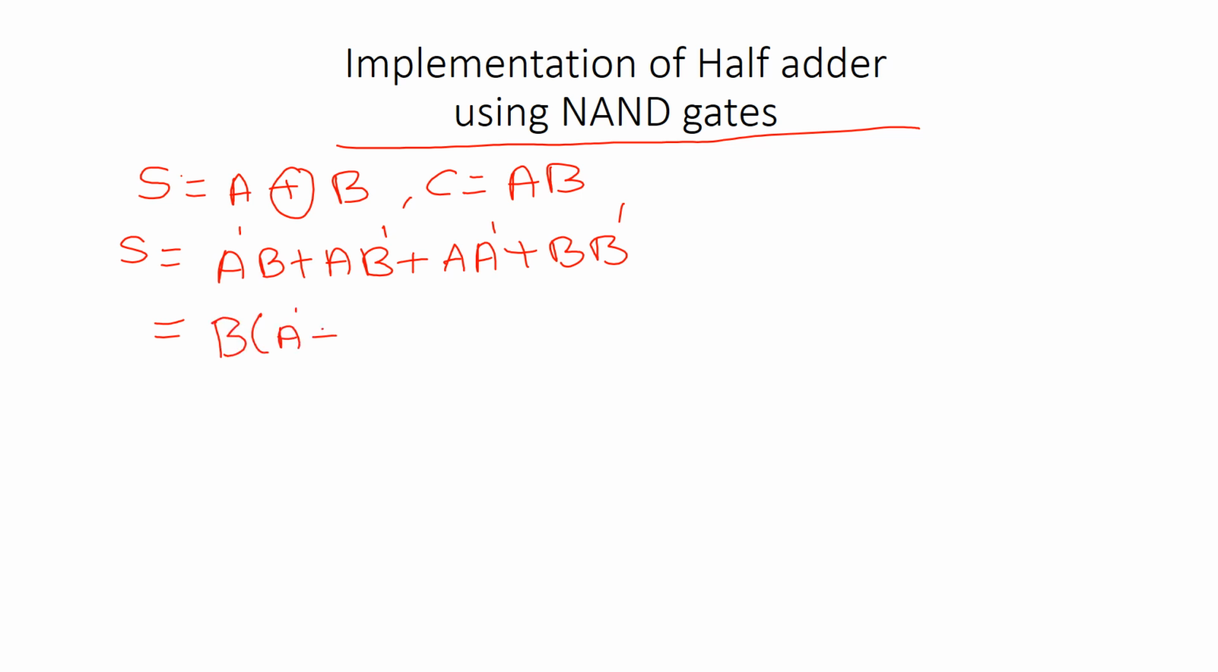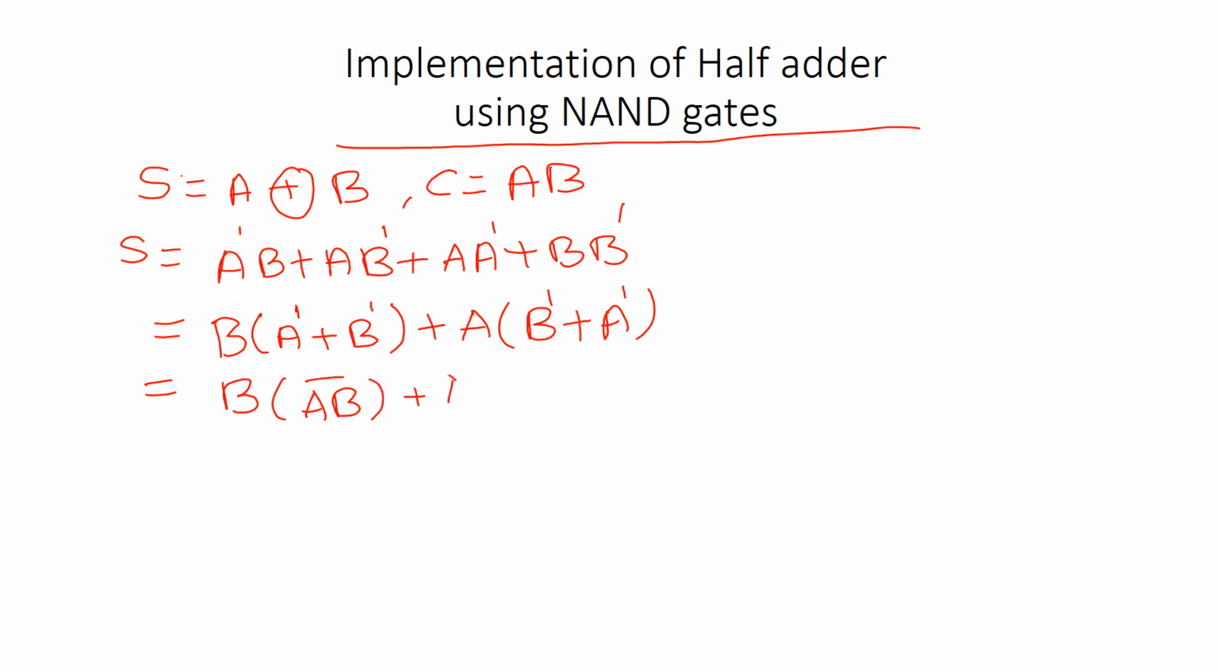So A complement plus B complement, and here I'm taking A as common. So B complement plus A complement. As per Boolean theorems, A complement plus B complement, we can write as AB bar. So B into AB bar, A into AB bar.